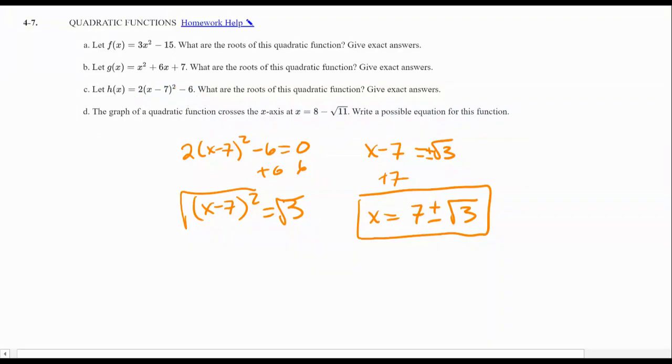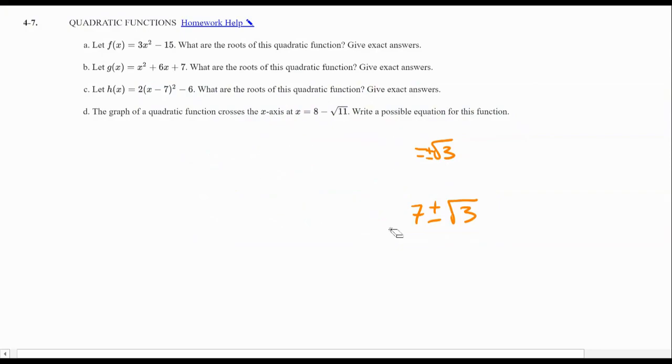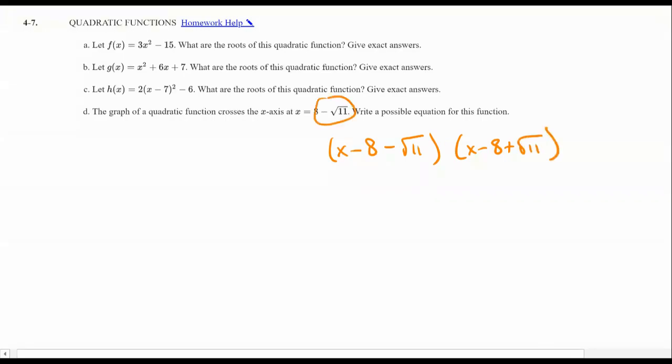So my final piece says the graph of the quadratic crosses the x-axis at 8 minus root 11. Write a possible equation for this function. There are a lot of ways to do this. The way I like to do it is to set this up, knowing that because 8 minus root 11 is a root, 8 plus root 11 is also a root.